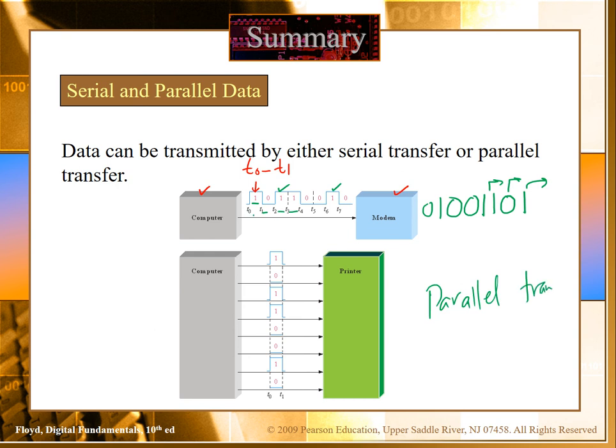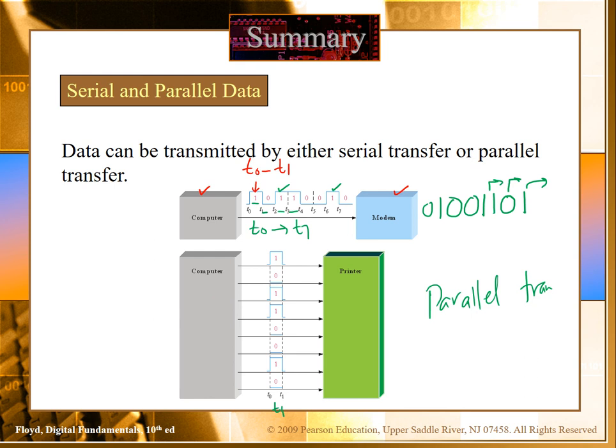Here it takes, for example, the time between T0 to T7 for the transmission of the data. But in parallel, you are transmitting in parallel, like 4 or 5 students in the class start speaking at the same time. They are transmitting the information at the same time. So within one time period T1, you will be transmitting the whole data to the printer.